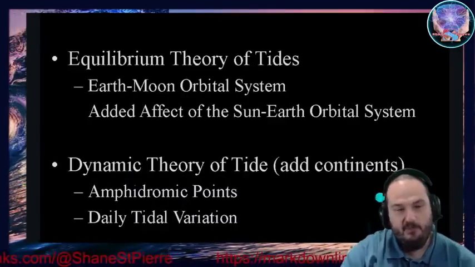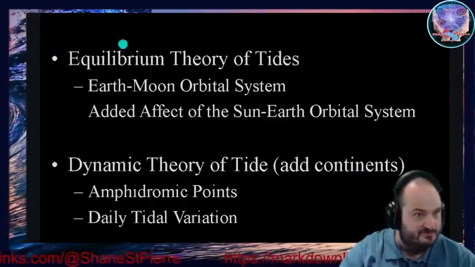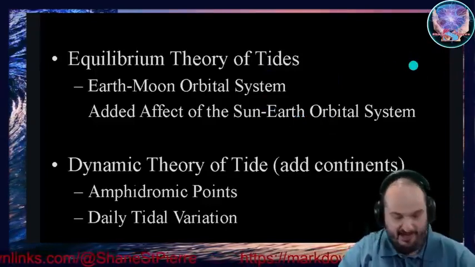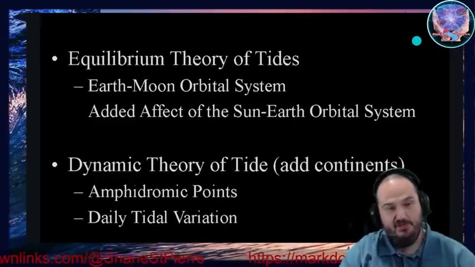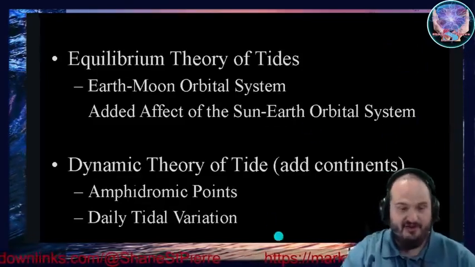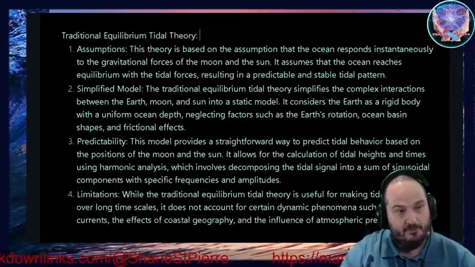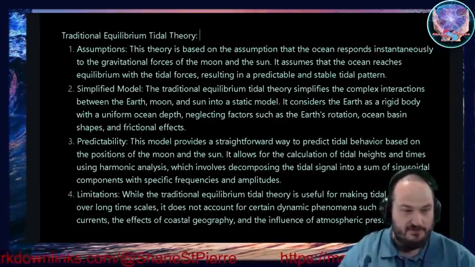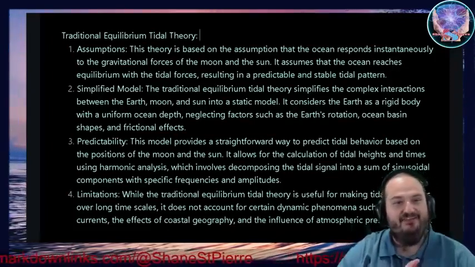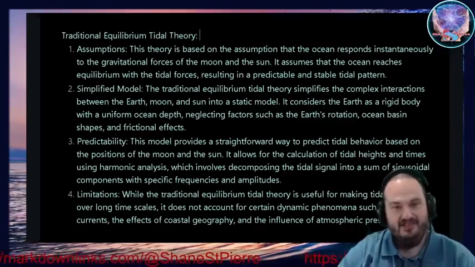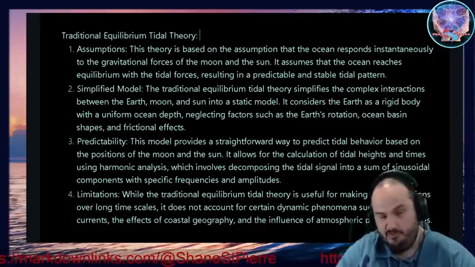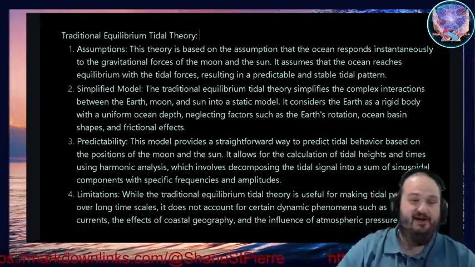We're going to be sticking with the equilibrium theory of tides here, where the Earth and Moon orbital system and the gravity and Newton's law of gravitation, along with mass, is going to be the determining factor in forces. Now, keeping in mind that we're going to stay within this theory, these are some of the things that we're going to be working with, right? It assumes that the ocean responds instantaneously, that the ocean reaches equilibrium, and that it's all predictable and stable and super simplified, not complicated at all.